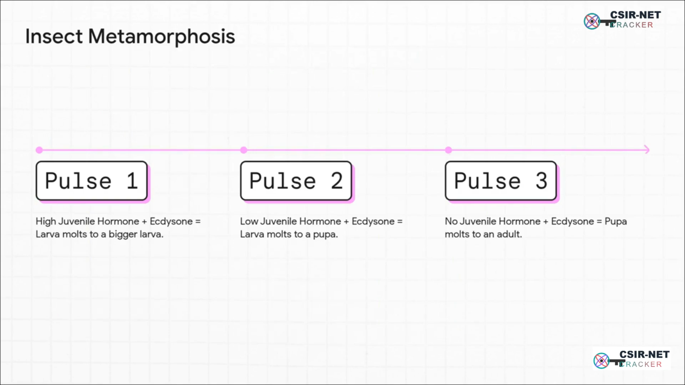In insects, this whole incredible transformation is run by a brilliant hormonal clock. There's a molting hormone called ecdysone. Every time it pulses, the insect molts. But what it molts into all depends on another hormone called juvenile hormone. As long as the levels of juvenile hormone are high, the larva just molts into a bigger larva. Simple. But when those levels start to drop, the next molt turns it into a pupa. And when the juvenile hormone is finally all gone, that last molt produces the adult. It's that simple of a switch.